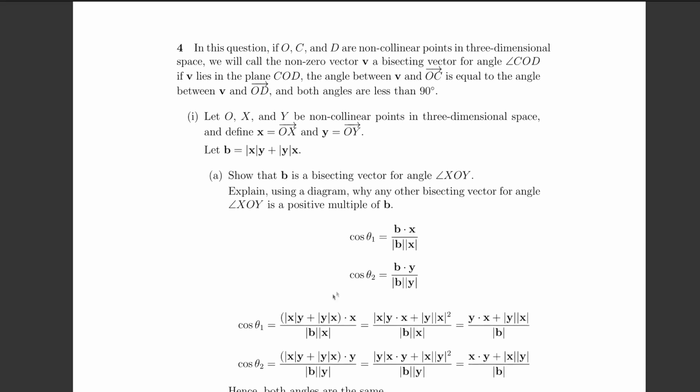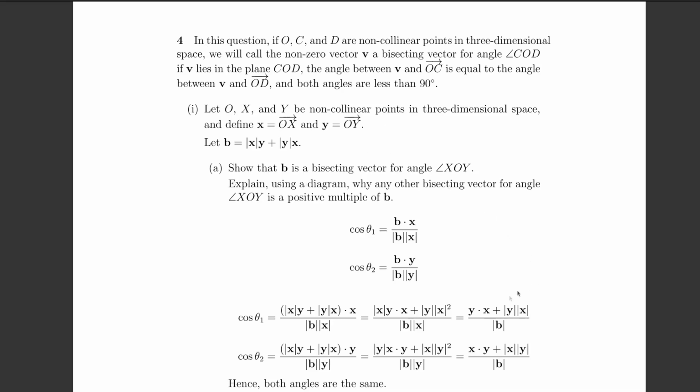Then you can do something similar for the other angle, but in this case you cancel out the y's, and you get something like this, which is equal to the first, because y dotted with x is the same as x dotted with y. Anyway, now we need to show that both of the angles are less than 90 degrees. Well, we know they're the same angle, so we just need to show that one of them is less than 90 degrees. Also, I should mention, they're the same angle because they have the same cosine.